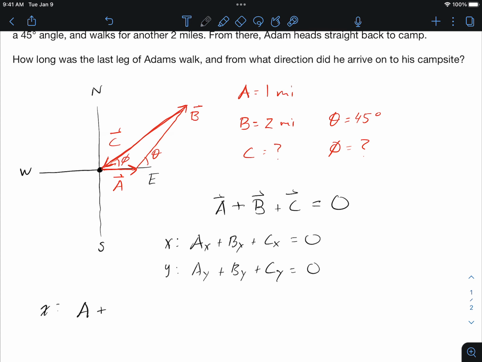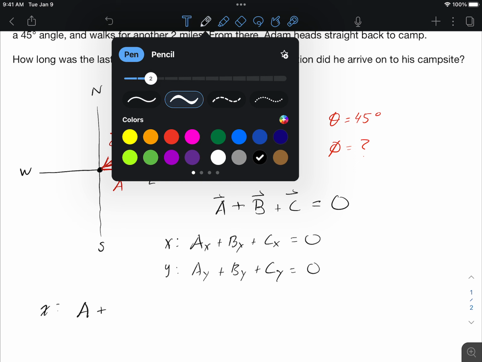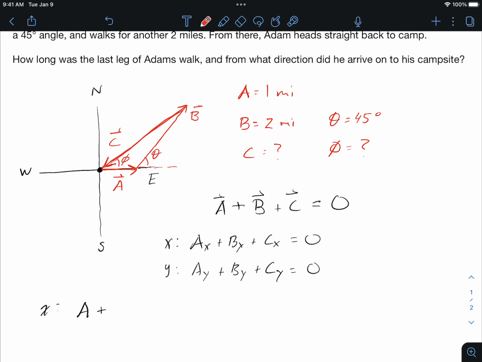And what I'm going to do is decompose this vector b. Let's do it in red here. I'm going to decompose this vector b into the x component bx and the y component by. And notice, what's the x component? Well, bx divided by b is going to be cosine theta, right?